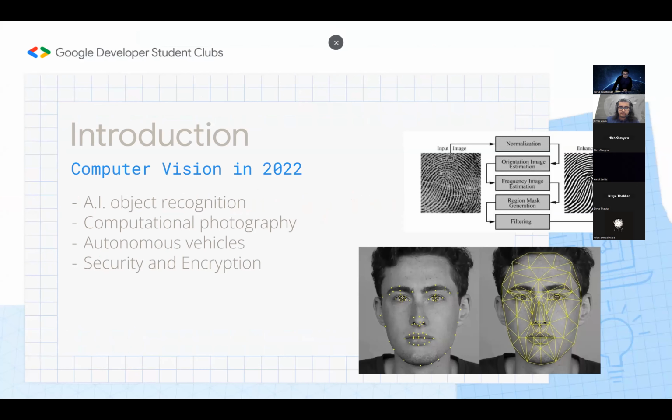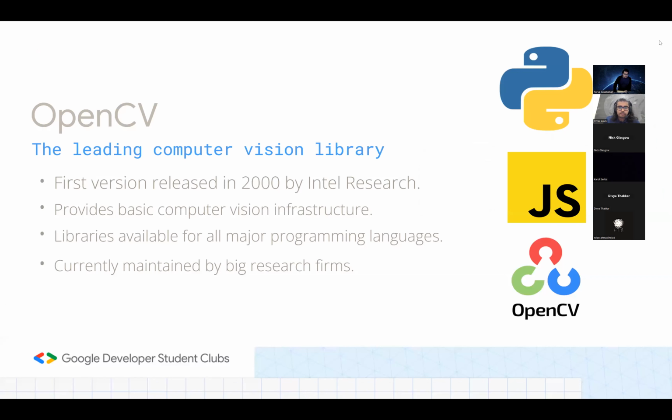So what is computer vision and how is it affecting our current society in 2022? Computer vision is basically the ability for computers to use cameras, process images, and gain valuable information from those images. Nowadays we can see this being used for AI object detection, recognition, computational photography, autonomous vehicles, and security and encryption. However, today we will be focusing on a particular use case of this new technology, which is mainly facial recognition.